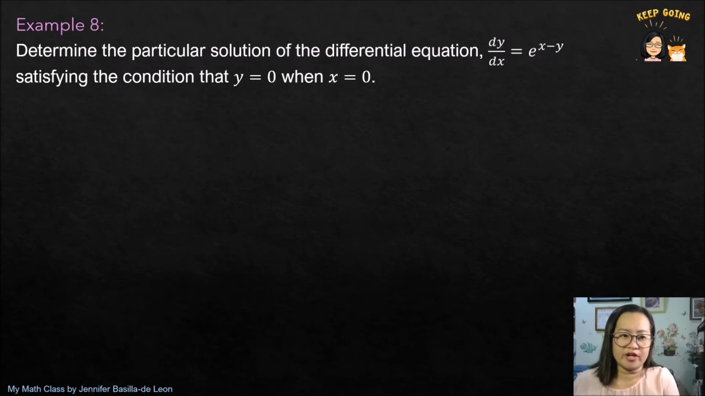Now let's try example number 8. Determine the particular solution of the differential equation dy/dx equals e raised to x minus y, satisfying the condition that y equals 0 when x equals 0.